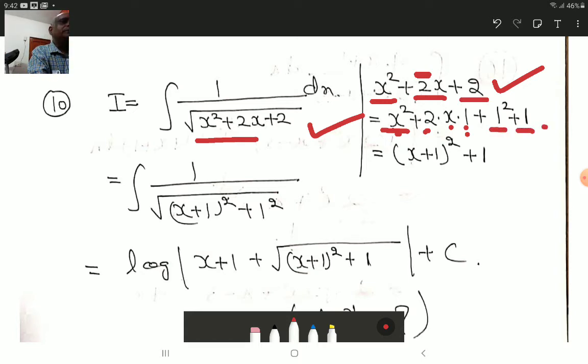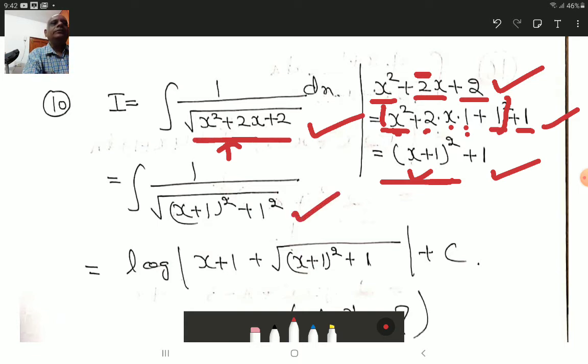So if you compare this thing and this point, both are the same. It is also x square plus 2x into 1 is 2x plus 1 is 2. But the first 3 terms together will make x plus 1 whole square plus 1. In this way, this whole square has been completed. So let us substitute it here. It becomes 1 upon square root of x plus 1 whole square plus 1 square.